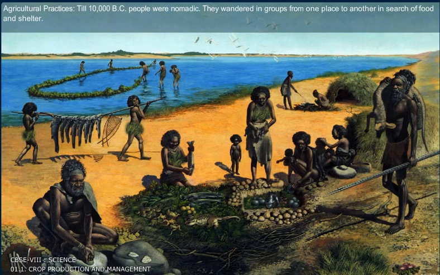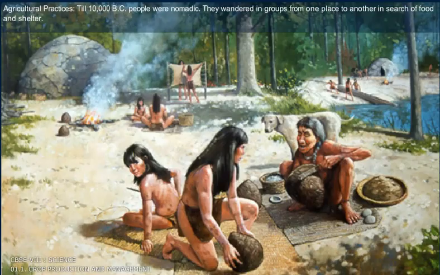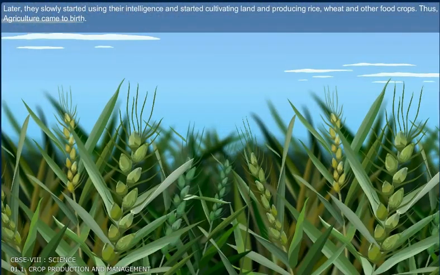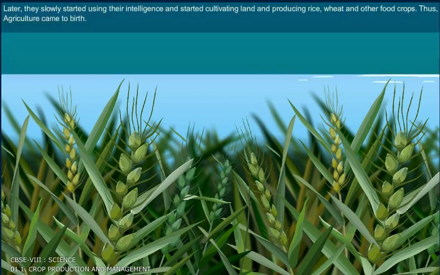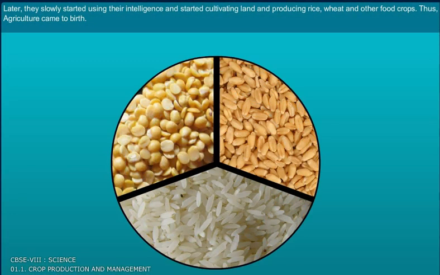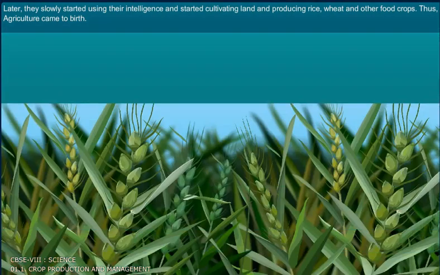Agricultural practices. Till 10,000 BC, people were nomadic. They wandered in groups from one place to another in search of food and shelter. They ate raw fruits and vegetables and started hunting animals for food. Later, they slowly started using their intelligence and started cultivating land and producing rice, wheat, and other food crops. Thus, agriculture came to birth.